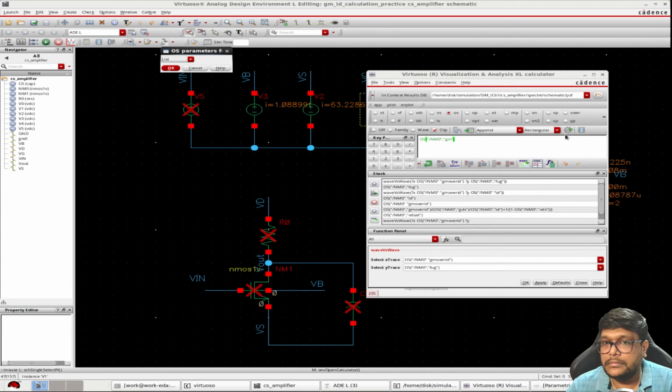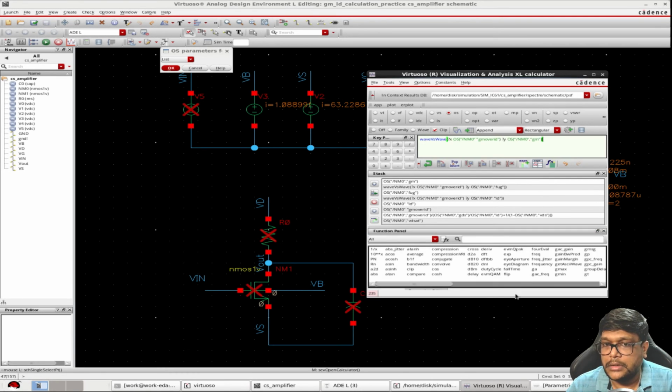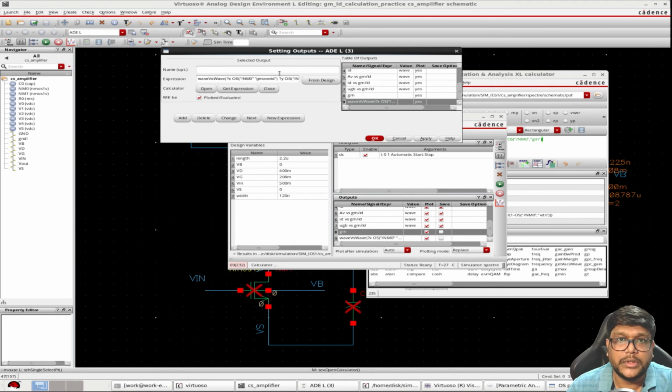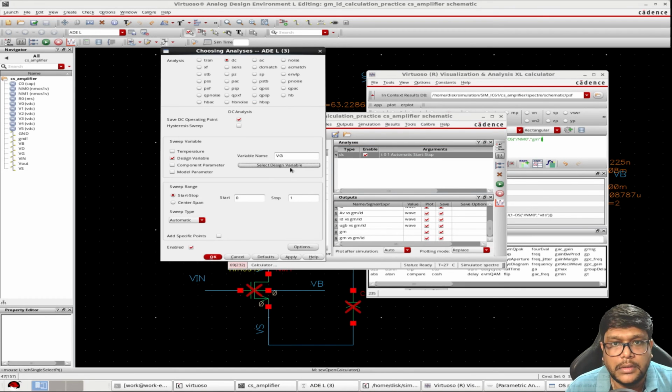Okay, so we need GM and we need GM over ID. GM versus GM over ID. Okay, so this is only GM, apply, and this is GM versus GM by ID. So these two I need. Okay, so now I'll change VG.